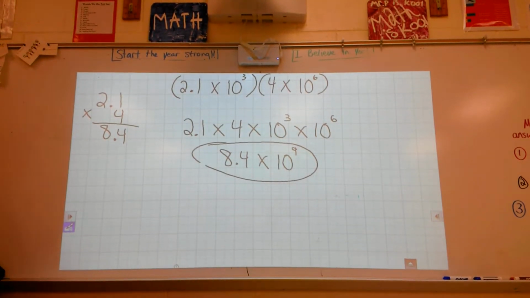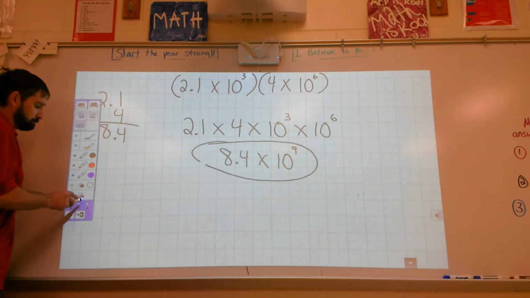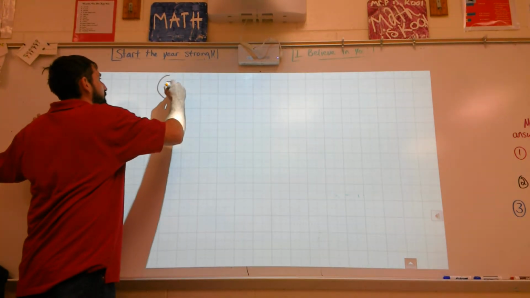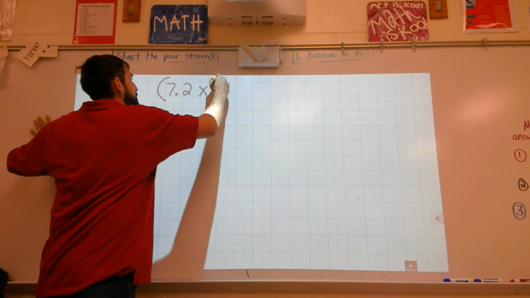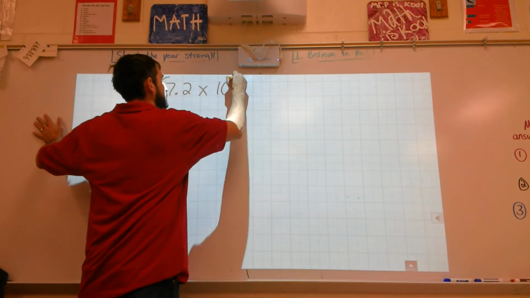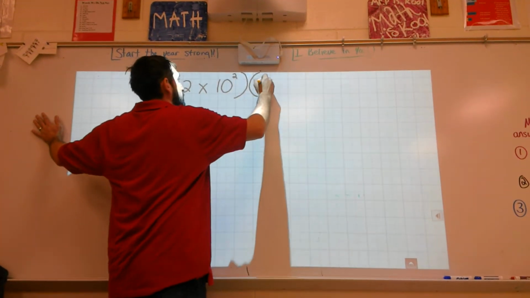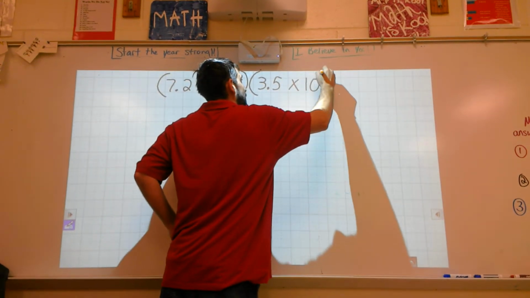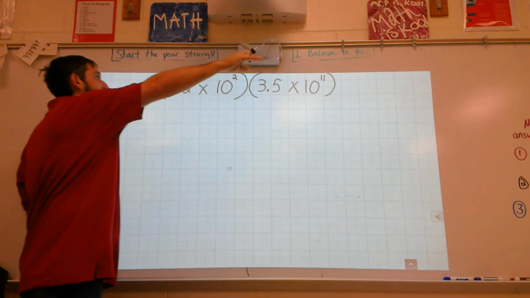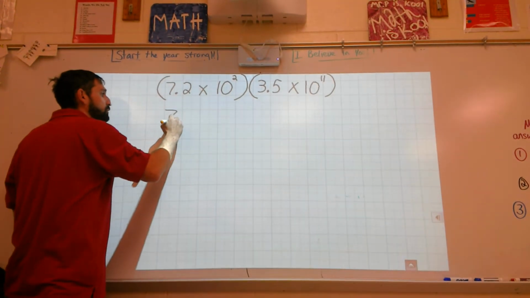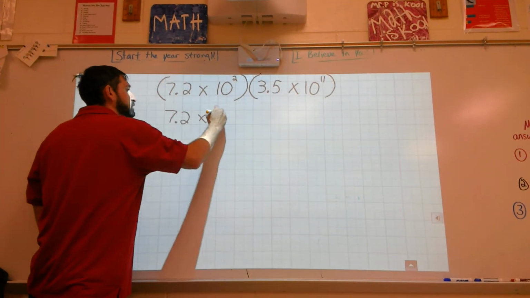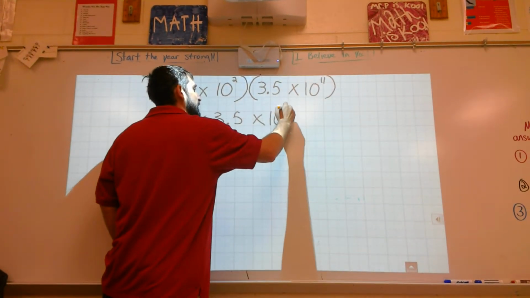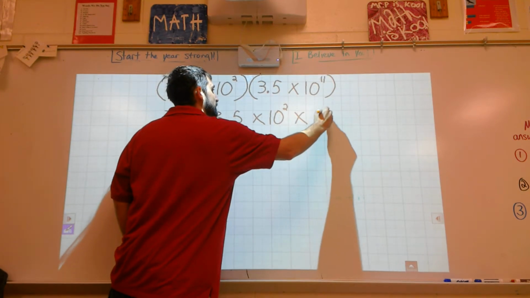The only thing that's different about number 2 is we've got some bigger numbers in the front, and we've got some decimals that we're going to have to multiply. But we get 7.2 times 10 to the second. And what are we multiplying that by? Someone read it out to me. 3.5 times 10 to the what? 11. 10 to the 11th. Okay, cool. We're going to rewrite this sentence. Guys, we're going to do 7.2 times 3.5, times 10 to the second, times 10 to the 11th.